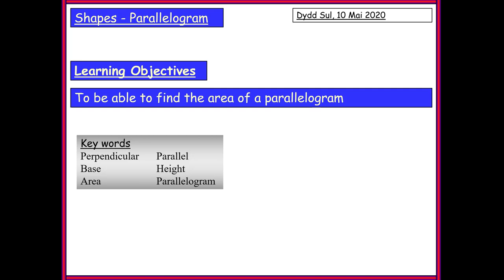Morning, Year 7. We're going to be looking at the area of a parallelogram, area of a triangle, and the area of a trapezium this morning. So first we'll look at the area of a parallelogram, same as we do in class.